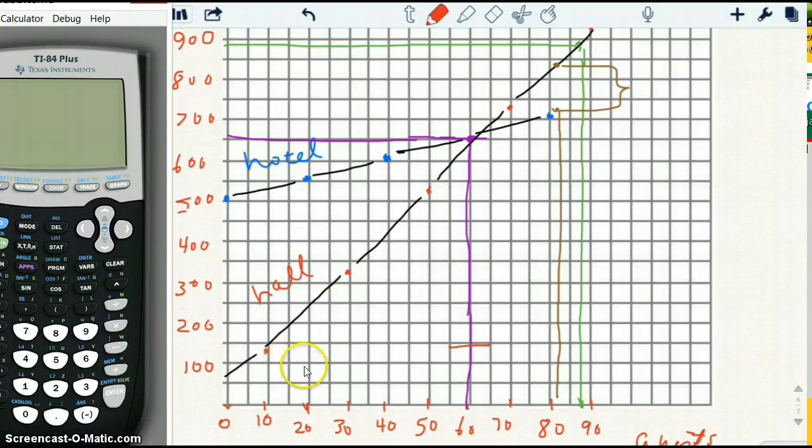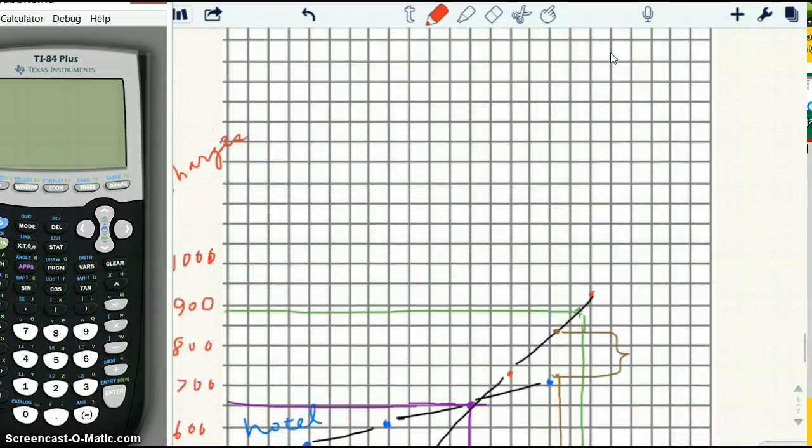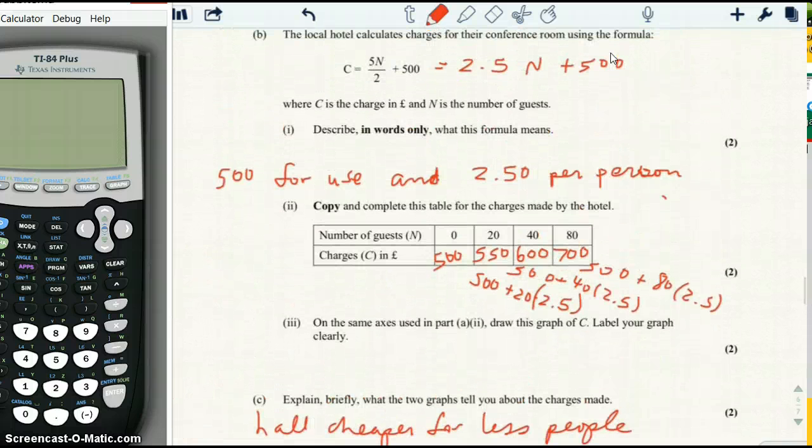pounds of cost, and then 30 guests maps to 330, and 50 guests maps to 530, and 70 guests maps to 730. So those are the points I graphed from that, and I drew this black line through the points. On your test, of course, you would do that with a ruler. And so that's the answer to the first part.